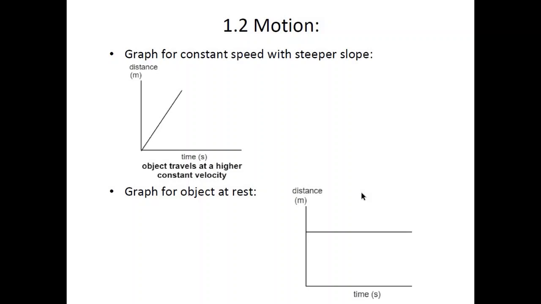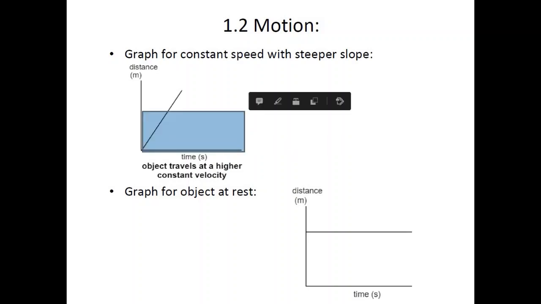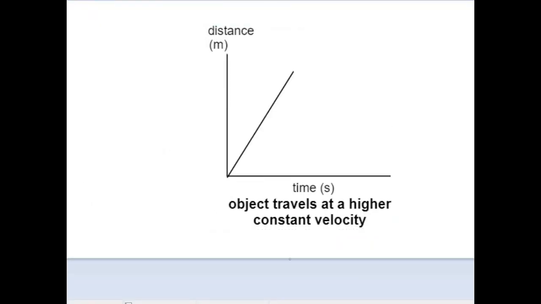Graph for constant speed with steeper slope means high constant speed would look something like this, whereas if the graph looks like this, now this would mean slower speed, this would mean higher than this, and this would mean higher than this speed. The steeper the slope is, the higher the constant speed. The shallower the slope is, the closer the slope is to the x-axis, it means the slower the speed.